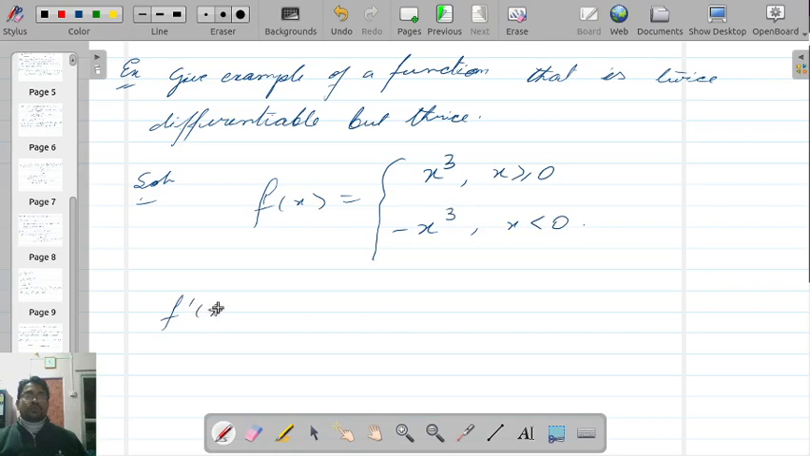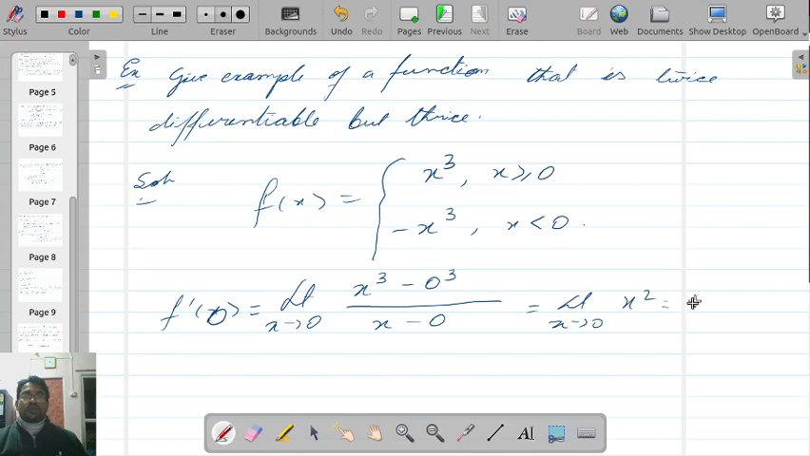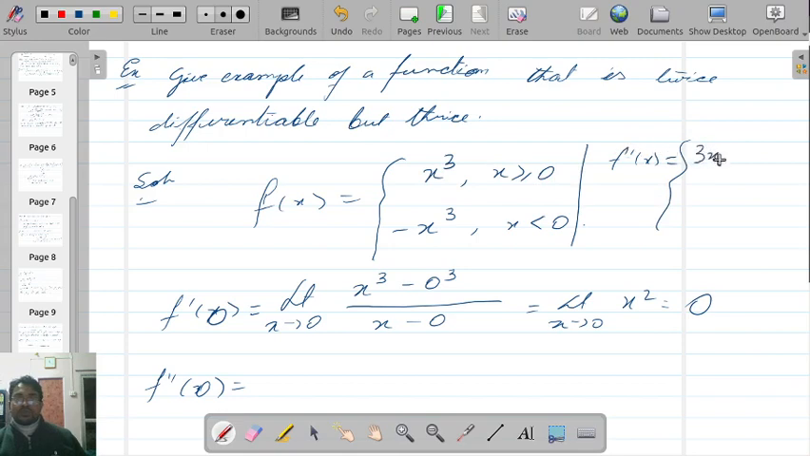Okay, so if you can find out what is f dash of 0, f dash of 0 is the limit as x tends to 0 of (x cube minus 0 cube) divided by (x minus 0). So this is nothing but the limit as x tends to 0 of x squared, so that is 0, right? So the first derivative exists. F double dash 0, how do you find it out? For that we need to find out what is f dash x at other points. So at other points, you already know the derivative of x cube is 3x squared. So this will be 3x squared when x is greater than or equal to 0 and minus 3x squared when x is less than 0.